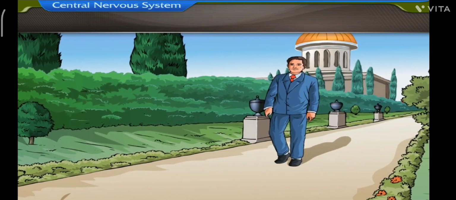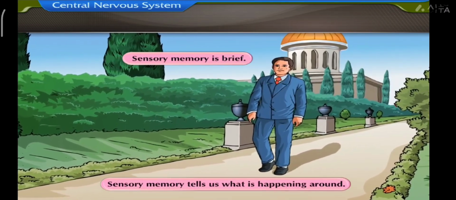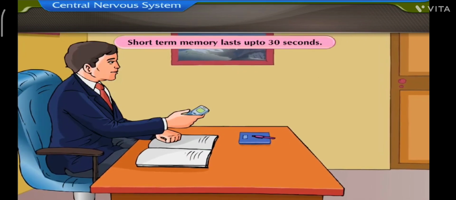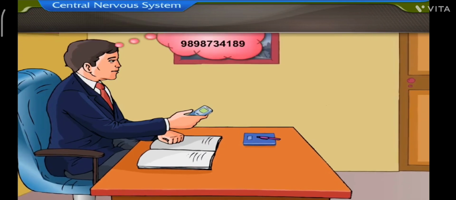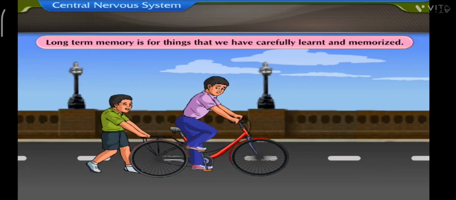Also, it is interesting to know how the memory works. Sensory memory is brief. It tells us what is happening around. Short-term memory lasts only for a short while, up to 30 seconds. The example of short-term memory is that of us remembering a phone number and dialing it. It vanishes after some time. Long-term memory is for things that we have carefully learnt and memorized.